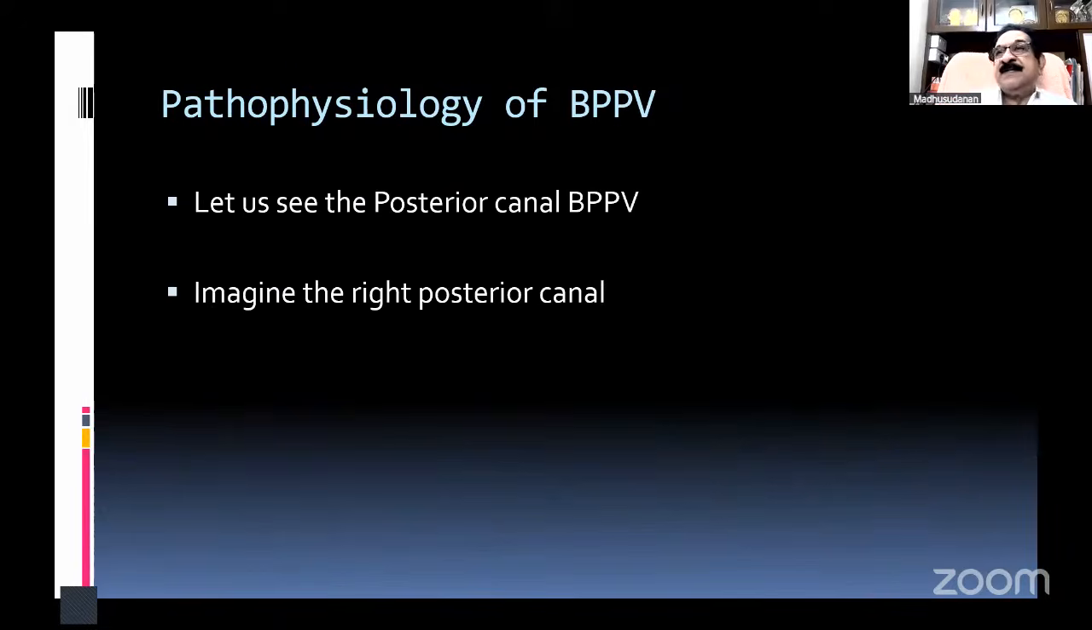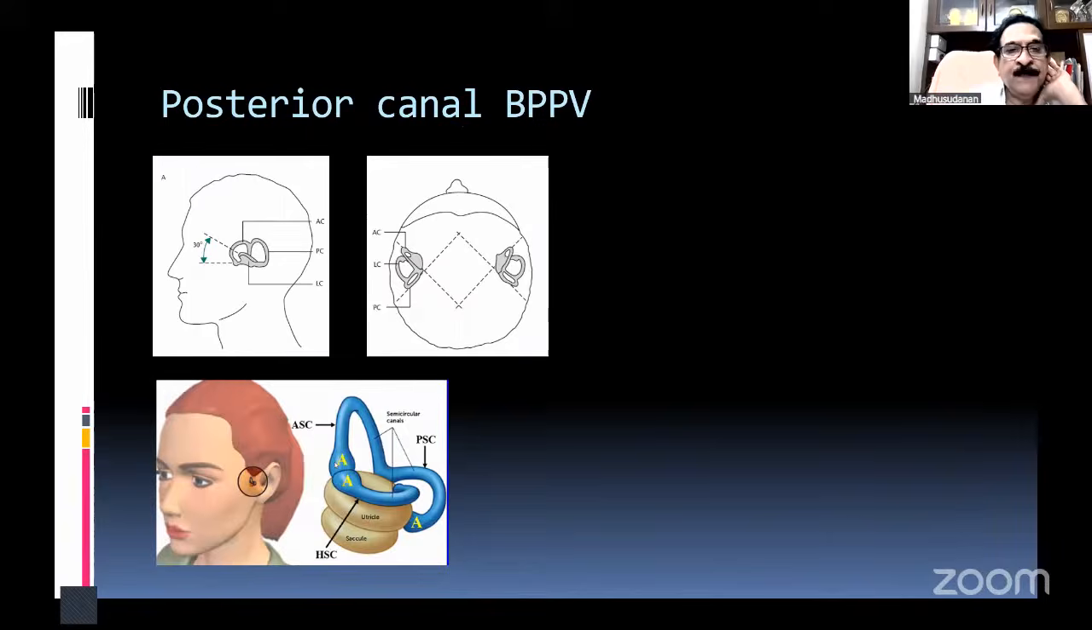Now let us see our common garden variety of posterior BPPV and how it produces the vertical and torsional nystagmus. Why I'm telling this is that if you know the mechanism, you can explain the various types of these aberrant or uncommon BPPVs. So this is how, look at the picture above.